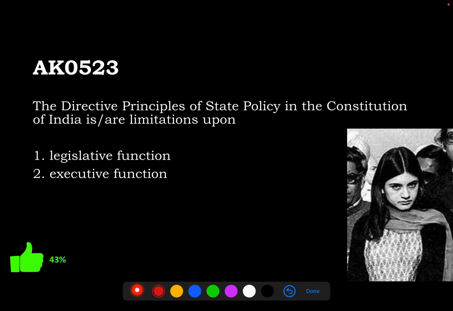Moving on, DPSPs in the Constitution are a limitation upon legislative function, executive function. Now, DPSPs are not a limitation on anything. Firstly, we all know that directive principles are not enforceable in a court of law. So, anyway, nobody can use them as an argument to get a direction for either the legislature or the executive. These directives can exist in the constitution without affecting anyone. They have moral value, persuasive value. However, no limitation is imposed by them. Hence, neither one nor two. There's no limitation caused by DPSPs.